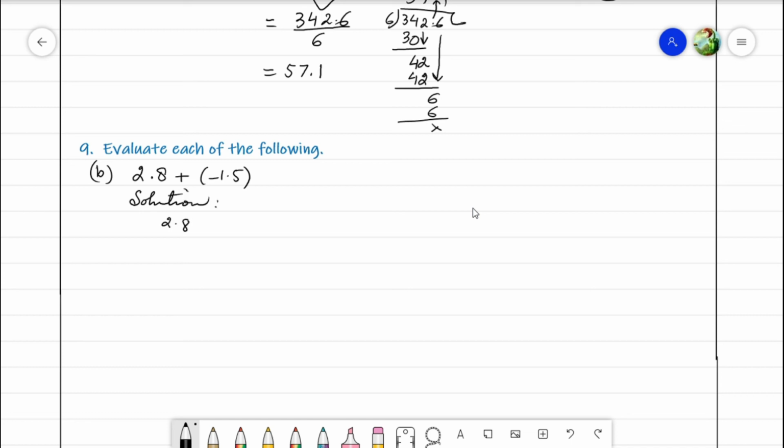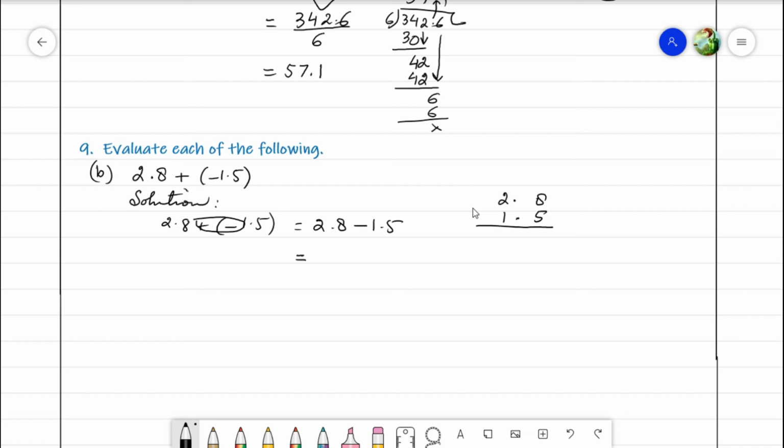2.8 plus negative 1.5, and as you can see, both the numbers are decimal numbers, but the operations will be done the same as we have done in the case of integers. So I will multiply these two signs. That would be 2.8 plus minus minus 1.5. And now we will subtract 1.5 from 2.8. At this moment, I will line up the decimal points as I write here 2.8 and 1.5. So actually we are subtracting 1.5 from 2.8.